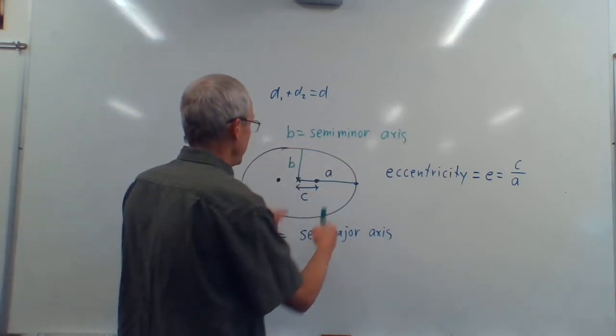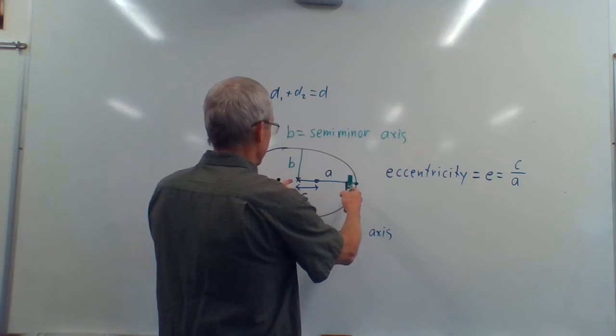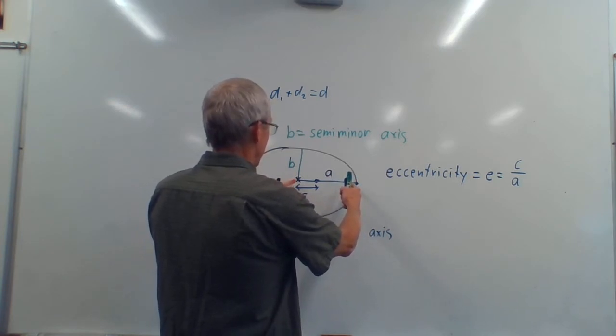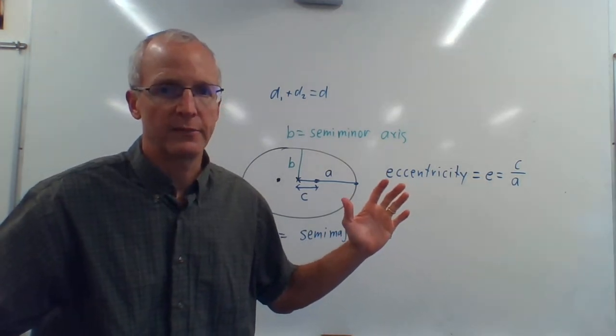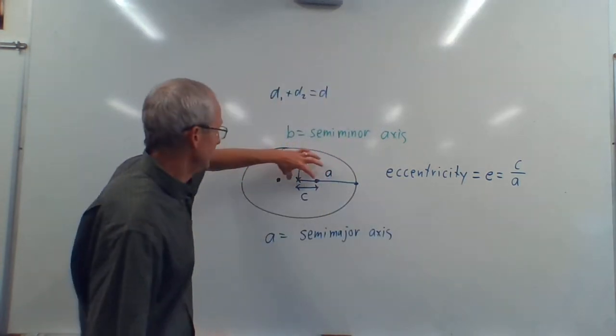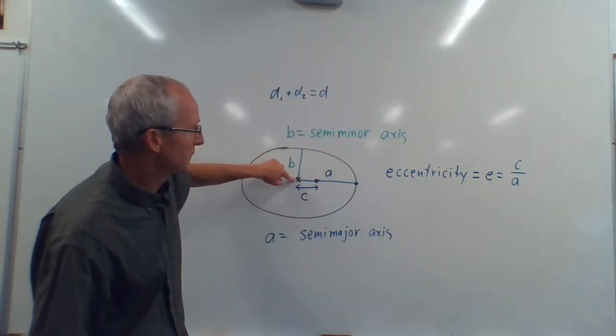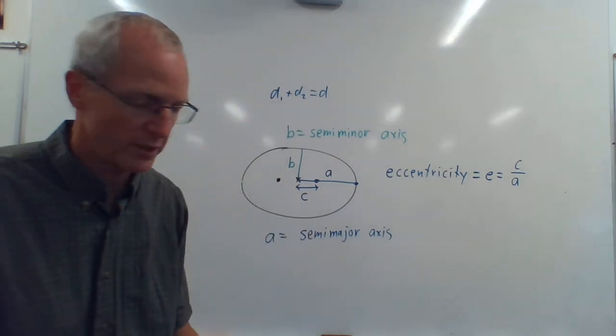So if A is... let me see how this makes sense. If C is really big, if C is practically A, that means it's a very elliptical ellipse, a very eccentric ellipse, and this gets to be 1. If C is 0, which means everything's on top of here, it's a circle, which is 0. So always between 0 and 1.